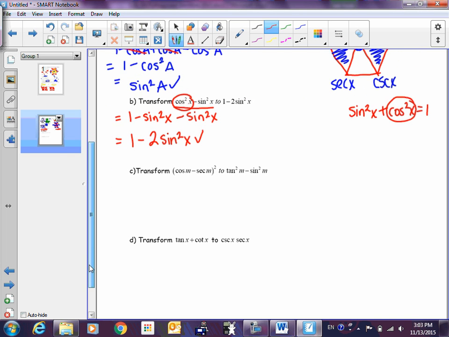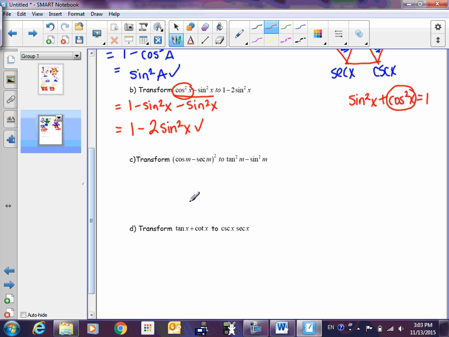Okay, let's look at C. Transform cosine m minus secant m squared. So again, let's underline the side that we're going to start with. And in the end, I should get this other thing. So when you see something in parentheses squared, are we allowed to just square the first thing and then square the second thing? We got to write it twice. This is just good algebra skills. Some of you have been missing algebra. This is a good algebra skill right here. And there's an m here instead of x, and that's okay.